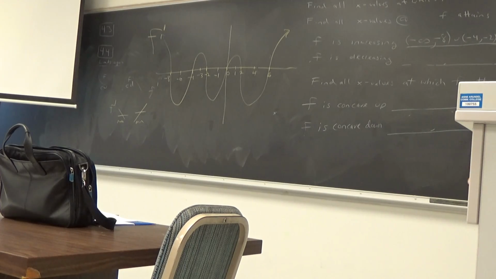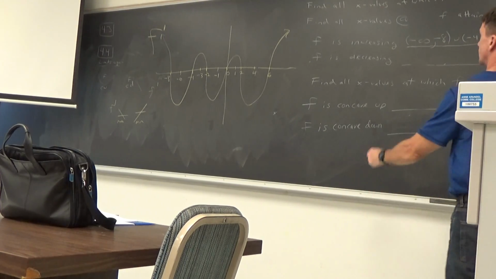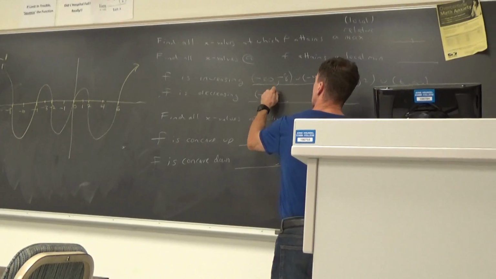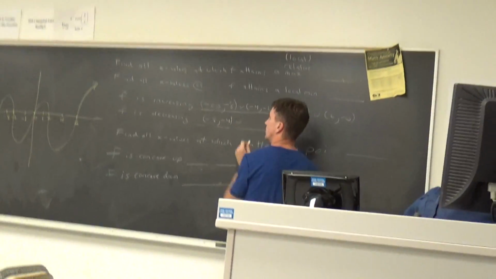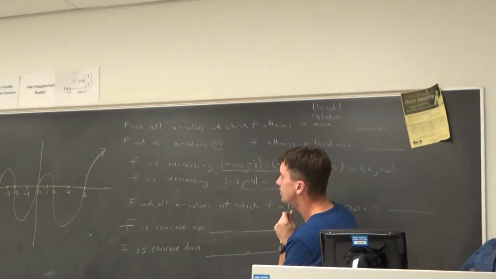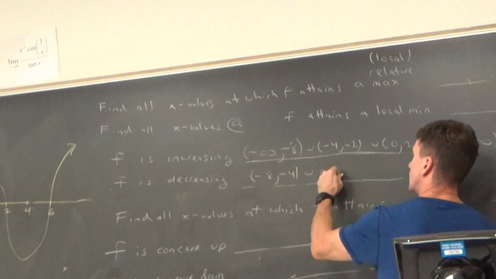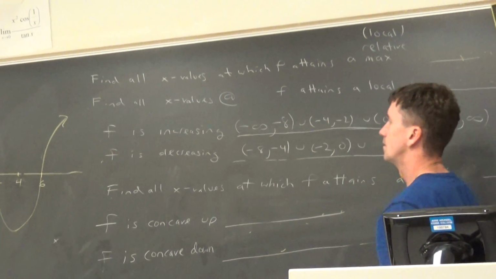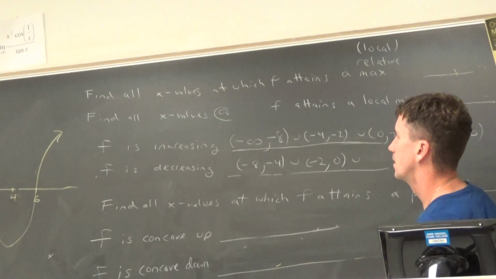So f is decreasing when, what, -8 to -4? And from -2 to 0? And 2 to 6?